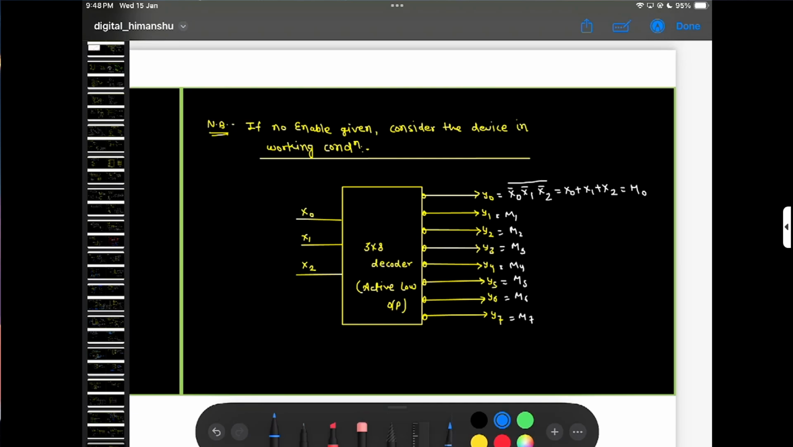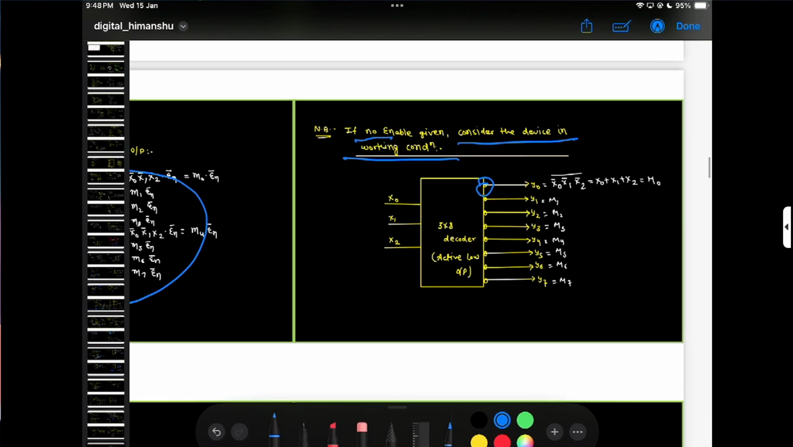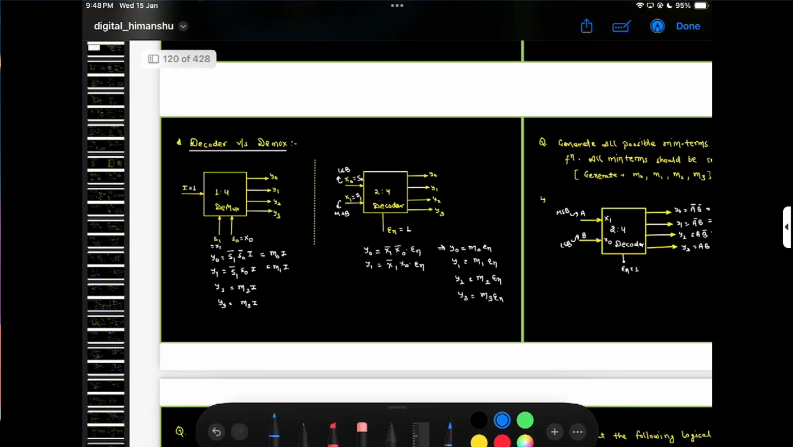If no enable is given, consider the device in working condition. x0, x1, x2, y0, y1, y2, y3, y4, y5, y6, y7. So this is my active low output type of 3 to 8 decoder, where, if no enable signal is given, we consider the device in working condition.